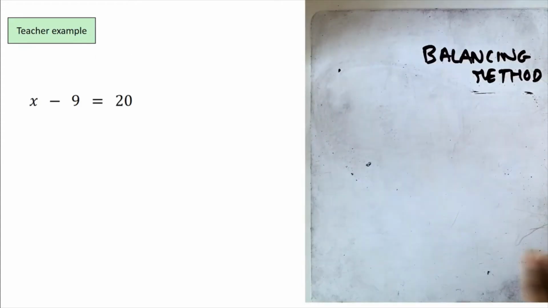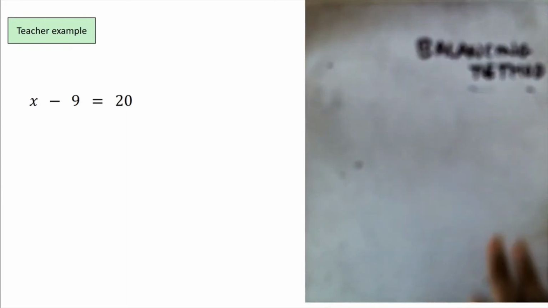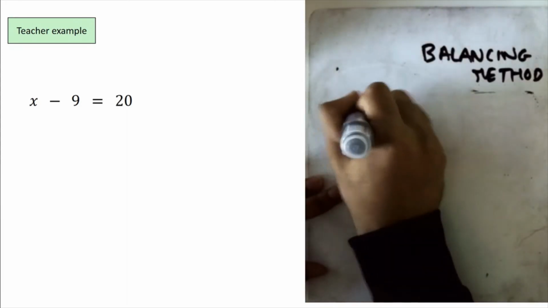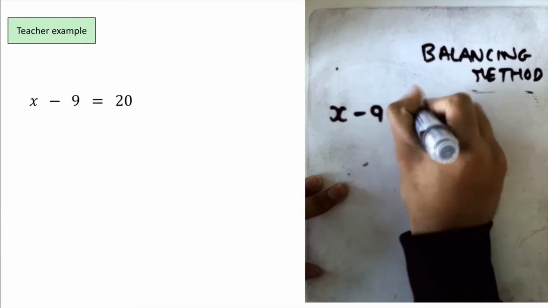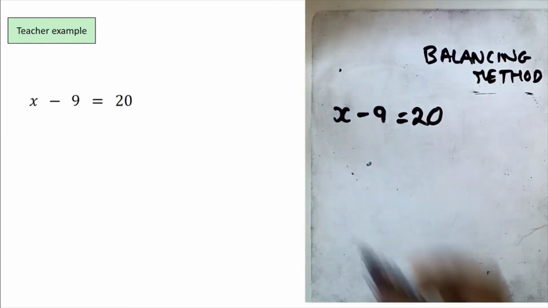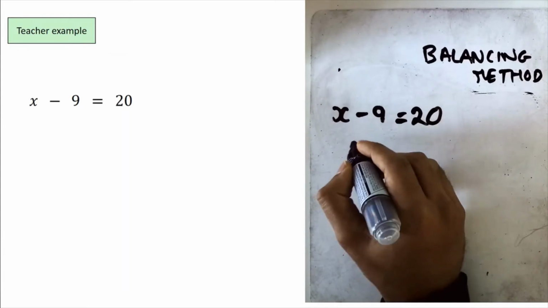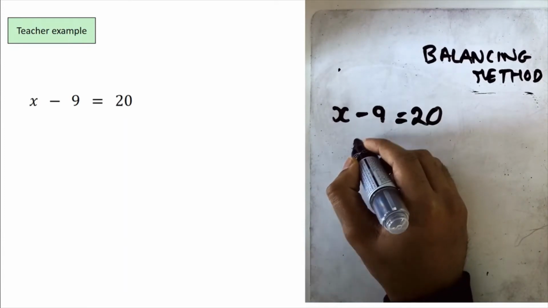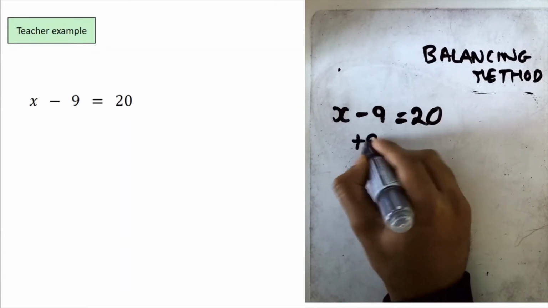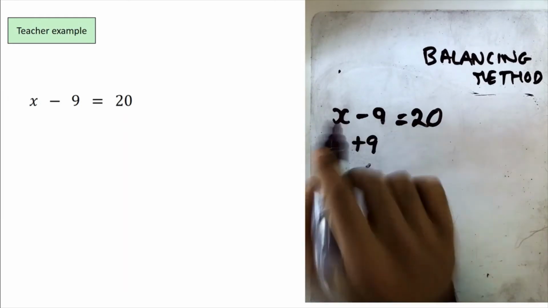Let's say we have x minus 9 is equal to 20. Okay, x minus 9 is equal to 20. Again, we want to do the opposite. If we have minus 9 over here, we have a take away 9. What is the opposite of taking away? It's adding. So let's add 9 over here. Again, just because we want x alone.